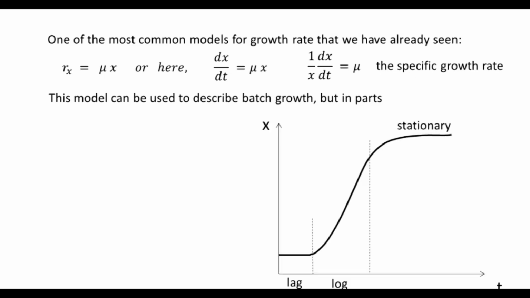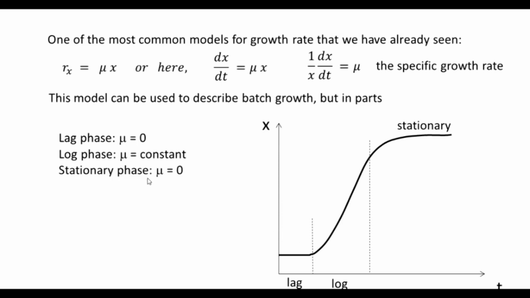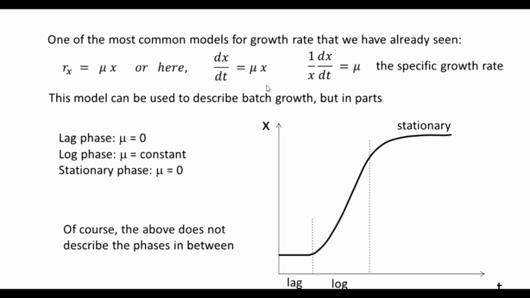These are the various parts of the batch growth that we have seen: the variation of cell concentration with time, the lag, log, and the stationary phase. In the lag phase, mu is 0. dx dt is 0. There is no change in the cell concentration. In the log phase, which is probably what you have been exposed to so far, mu happens to be a constant. And in the stationary phase, again there is no change in cell concentration, therefore mu is 0.